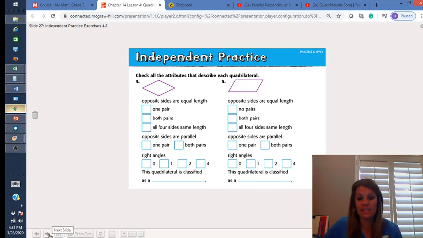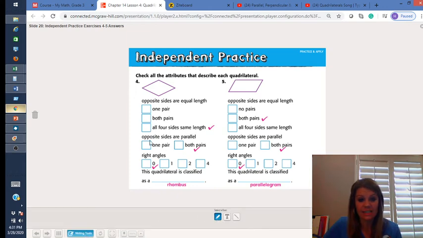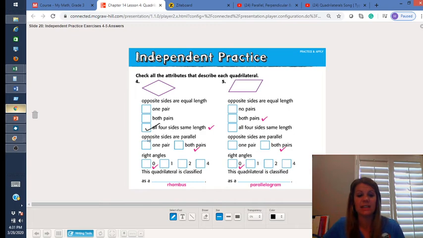So look at your bucket and then tell me what you got. Okay, we have how many sides are equal length? All 4 sides are the same length because that is a rhombus, right? This is a rhombus. All 4 sides have to be the same size. Opposite sides are parallel, both. This is parallel to this, that's parallel to that, so we have both pairs are parallel.